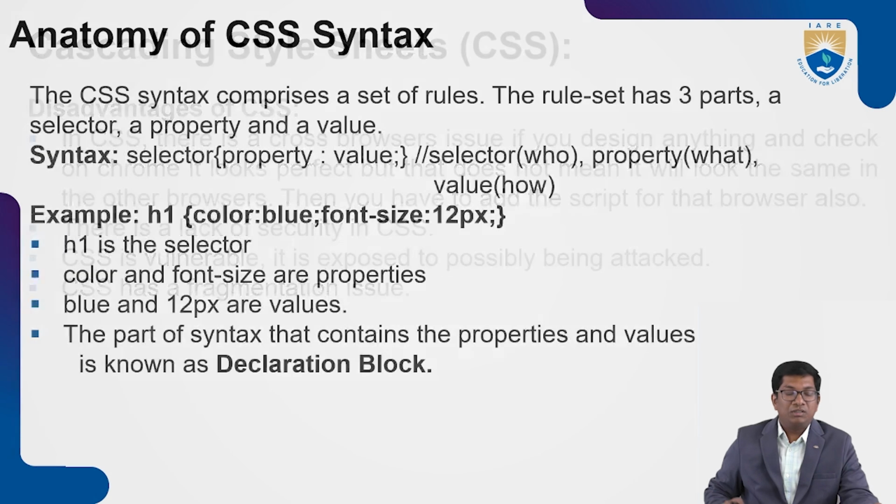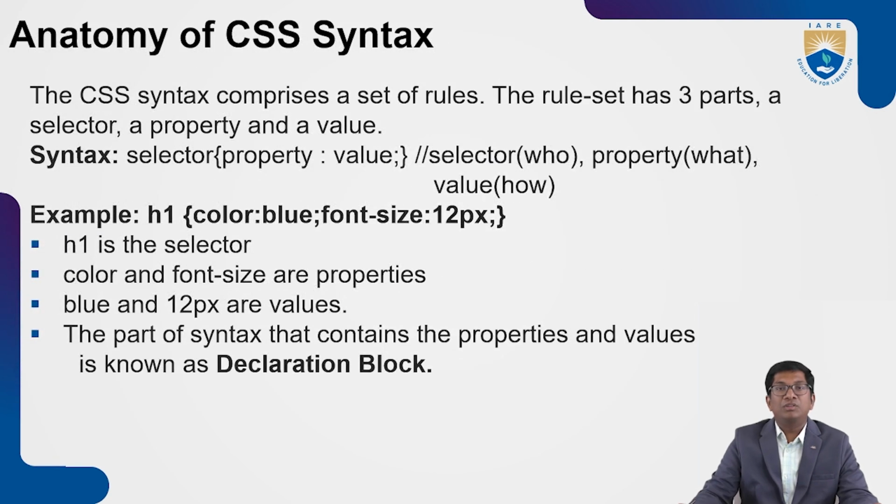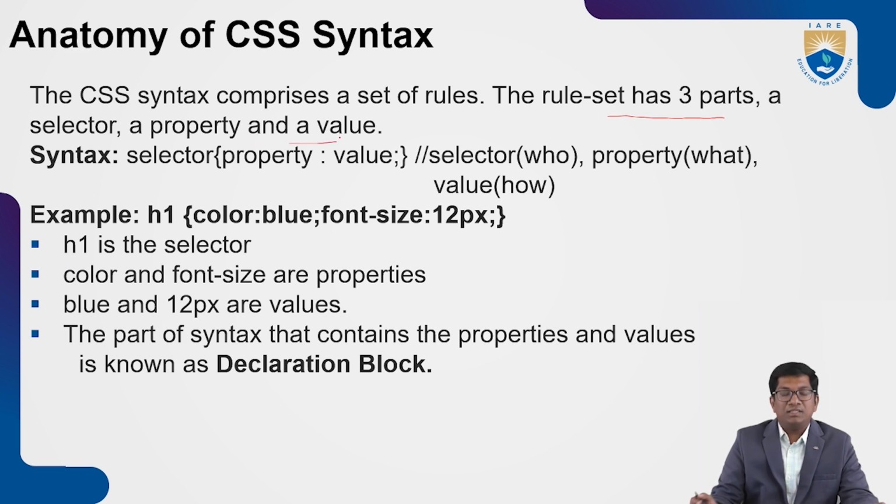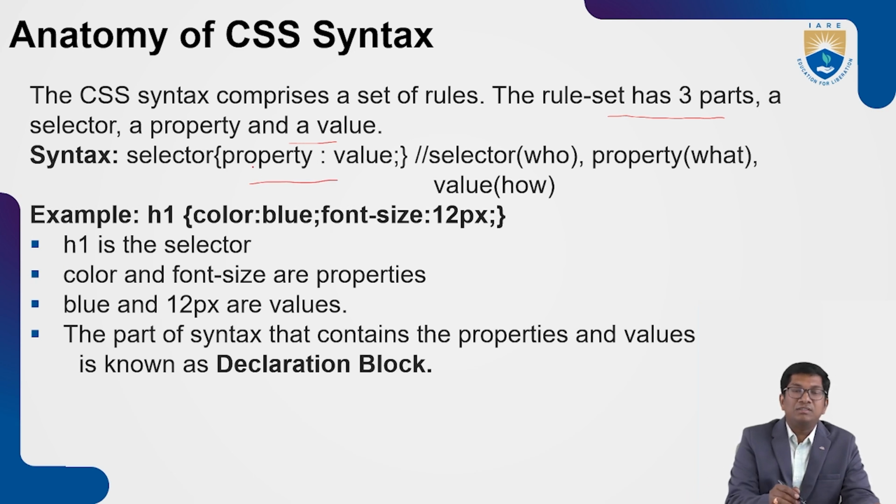Now we'll move to how to write the syntax, and how to write CSS in your web page to change its appearance. The rule set has three parts: a selector, a property, and a value. The simple syntax is selector, property, colon, value. In between curly braces, you write the property and value. Any number of properties we can pass.